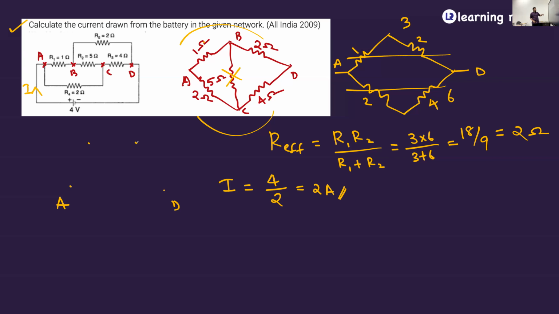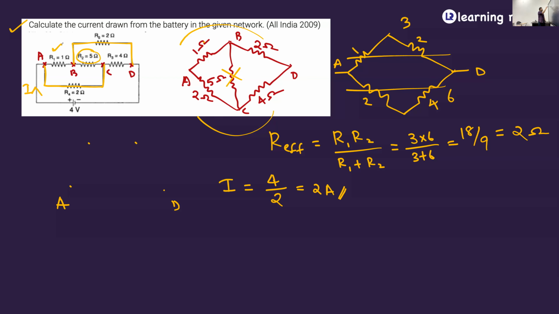See, if we have to solve the same problem as a shortcut, how will you do it? You understand, this branch is there, no? This is one branch and this is another branch. So what is the connecting one for both the branches? This 5 ohm. Okay.